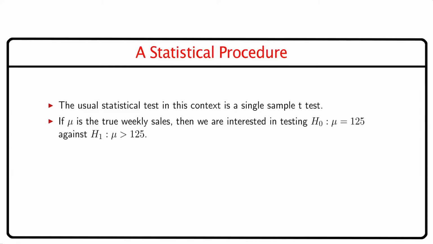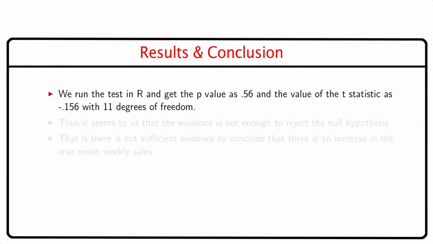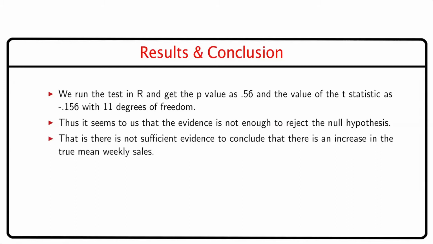So this is a single sample problem, and if we assume normality of the data, then the usual statistical test in this context is a single sample t-test. If we run the R code for the t-test, we get the p-value as 0.56, the value of the t-statistic as minus 0.156, and the corresponding degrees of freedom as 11. So this p-value is quite high and far from the 0.05 or 5% level. So the evidence is not enough to reject the null hypothesis. Therefore, the conclusion in this case is that evidence is not sufficient to conclude that there is an increase in the true mean weekly sales.